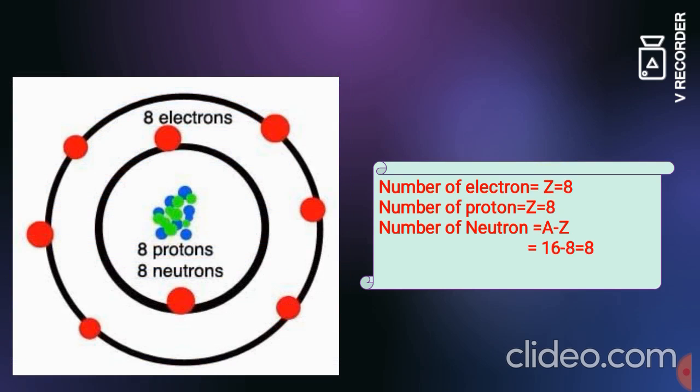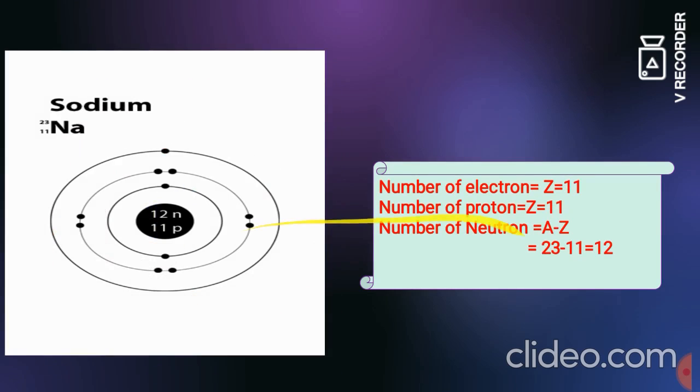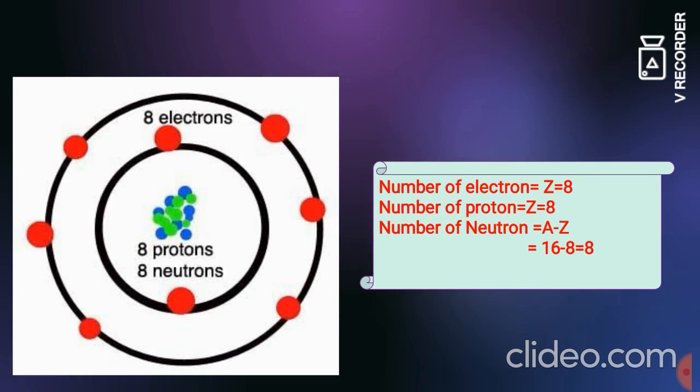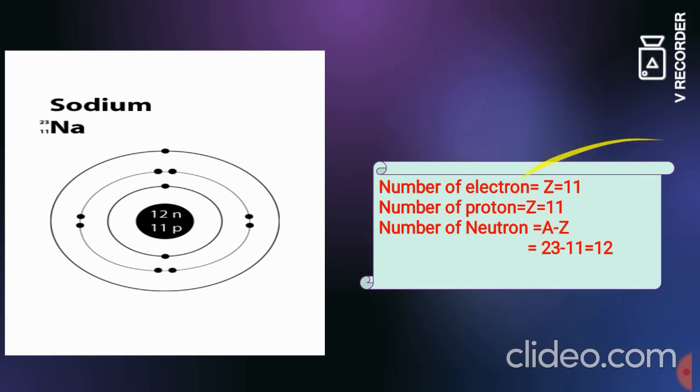The next we are going to see is the oxygen atom, where it has 8 electrons, 8 protons and 8 neutrons. So the number of electrons is 8, the number of protons is 8, the number of neutrons is A minus Z, that is 16 minus 8 is equal to 8. This 16 comes from adding both the protons and neutrons, and then we subtract the protons, that is 8. So 16 minus 8, it is 8.